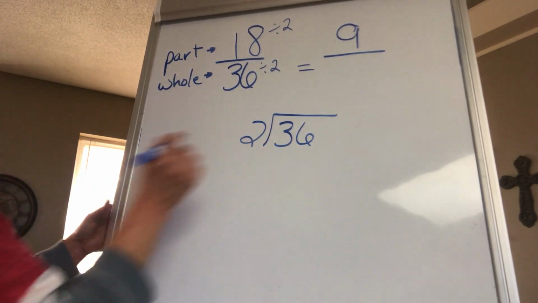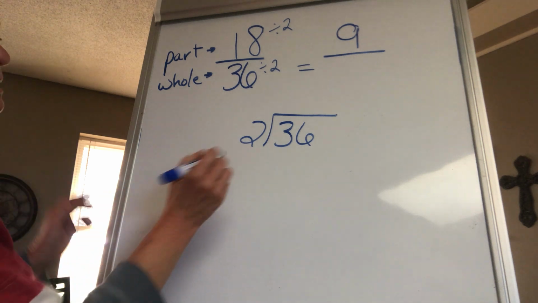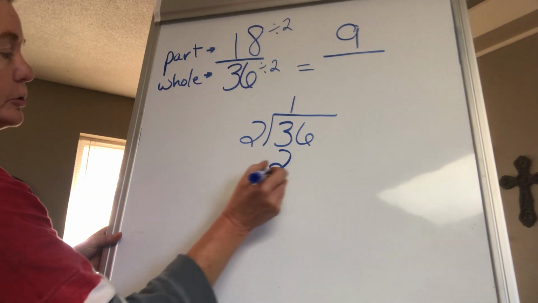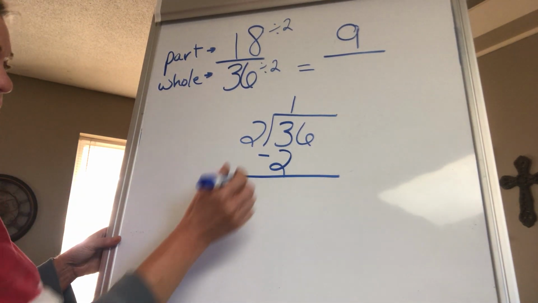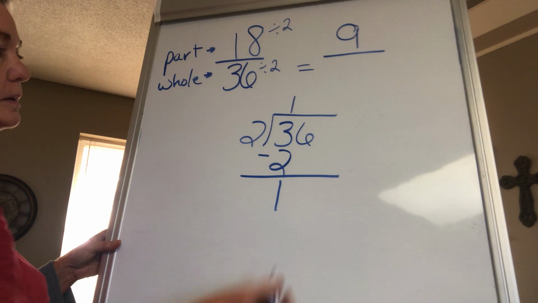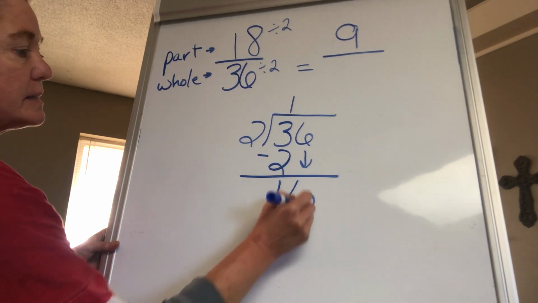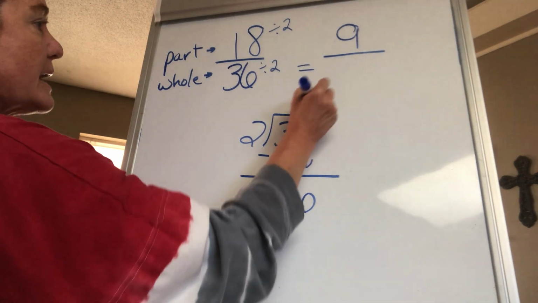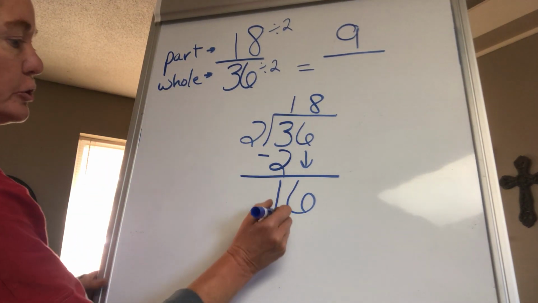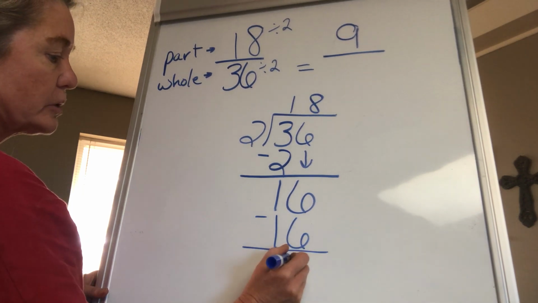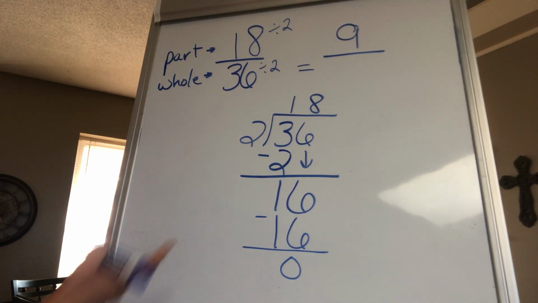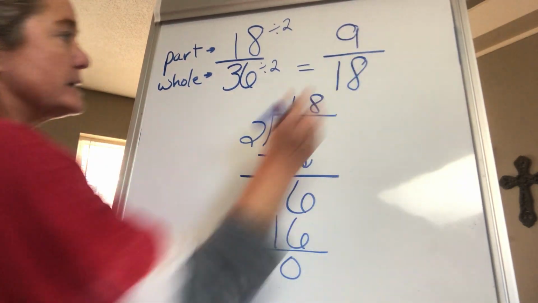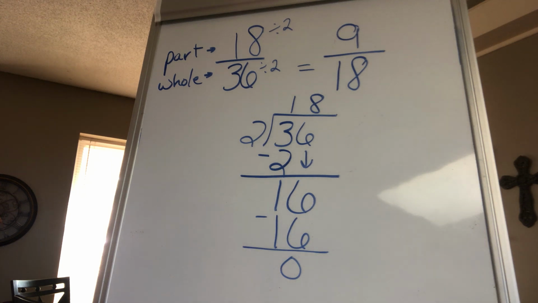36 divided by 2, 2 goes into 3 one time. 1 times 2 is 2, and then we subtract. 3 minus 2 is 1, and then we have to bring down that 6. 2 goes into 16. Okay, it goes 8 times. 8 times 2 is 16, and we subtract, and yeah, we get 0 remainder. So now we know that 36 divided by 2 is 18. So we've simplified it a little bit more.